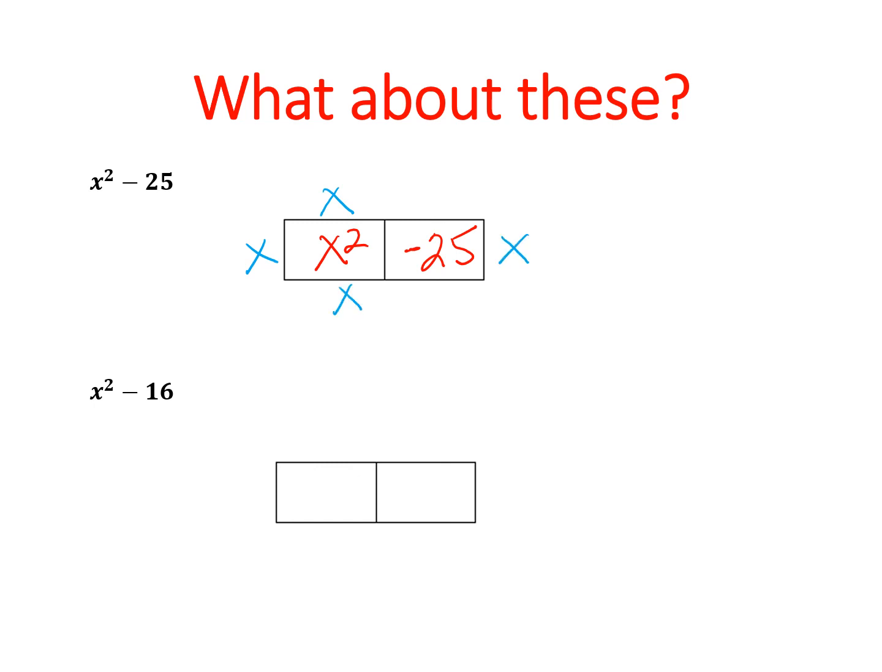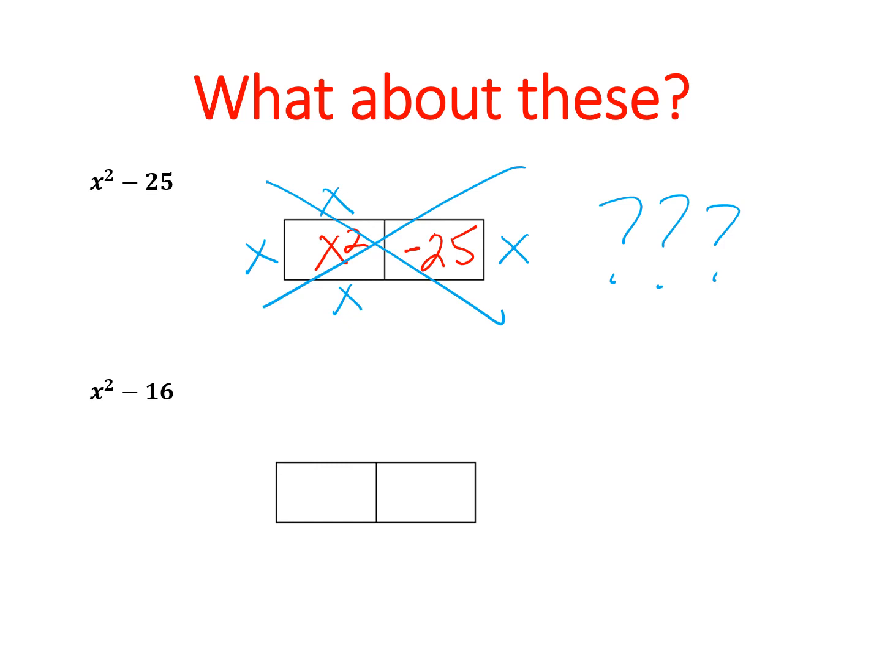I can fill in those x's. And then I realized that negative 25, there's nothing I can multiply x by to get a negative 25. So that doesn't work. I used two blocks, but it didn't work out this time. So what do we do? The same thing would happen with that second example. So these are what are called a difference of two squares.